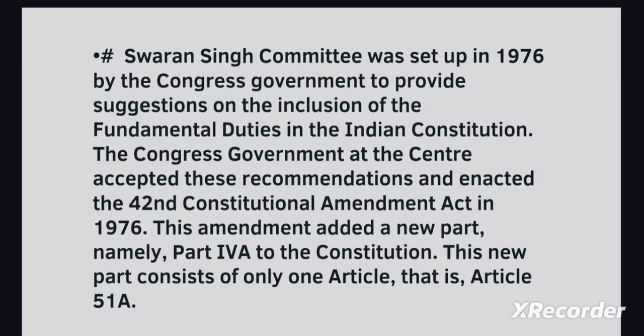Next new topic. Swaran Singh Committee was set up in 1976 by the Congress government to provide suggestions on inclusion of the fundamental duties in the Indian Constitution. The Congress government at the center accepted this recommendation and enacted the 42nd Constitutional Amendment Act in 1976. This amendment added a new part, namely Part 4A, to the Constitution. This new part consists of only one article, that is Article 51A.